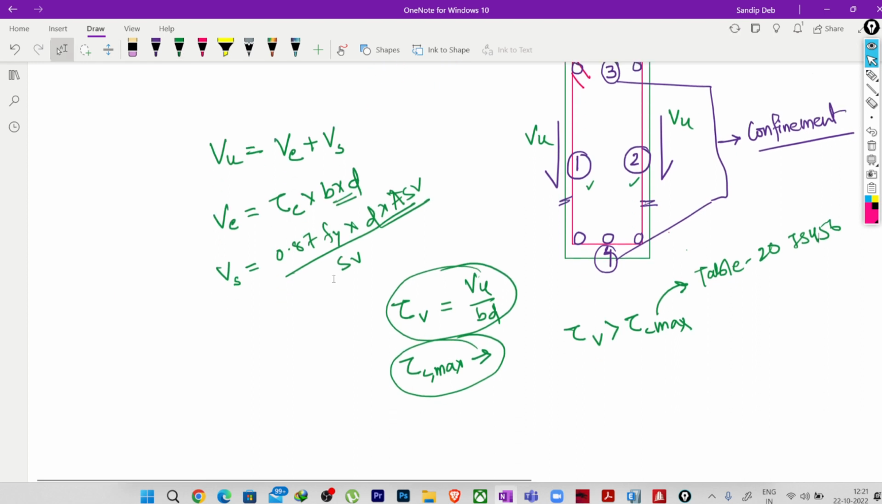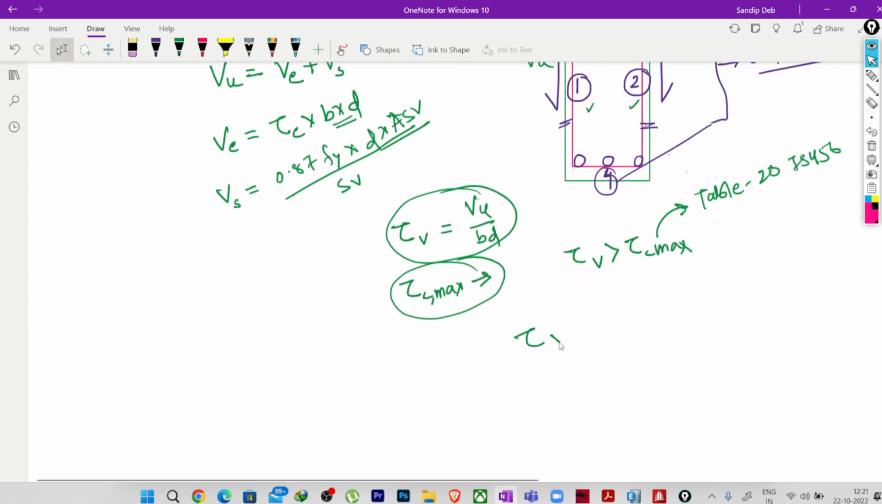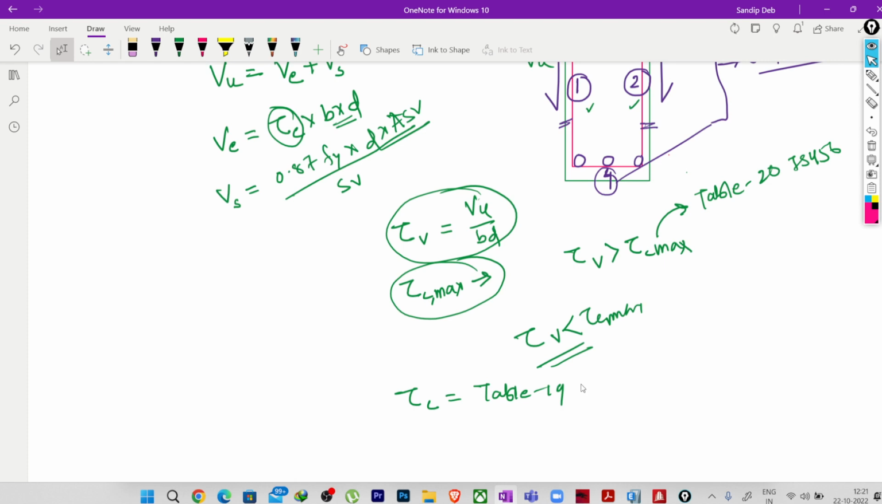Okay? So suppose now my tau V is less than my tau C max. Then it is okay, we can proceed with the further process. Now what is the further process? The further process is to find out the tau C, and the tau C we can find from table number 19 of IS 456, and it is in terms of the percentage of AST. So AST by BD multiplied by 100.